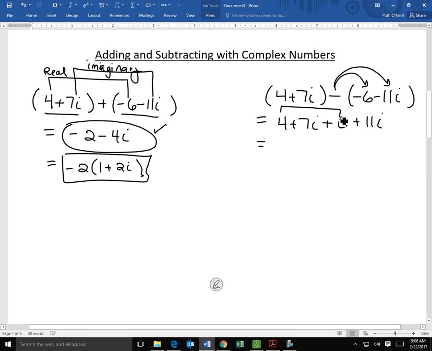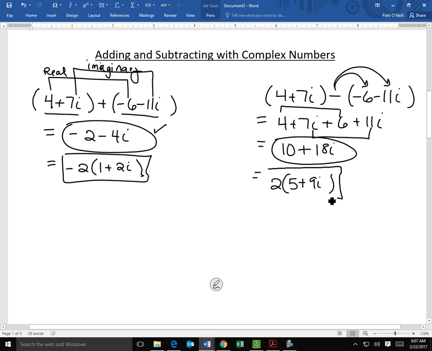and then I'm going to combine the real parts with the real parts. 4 plus 6 is 10. And 7i plus 11i, which are the two imaginary parts, turn out to be 18i. Final answer. Again, if you feel like pushing yourself to do the factoring, think about what might be common to 10 and 18i as a GCF. 2 is common again, this time +2, and I'll have a 5 plus 9i left over, which would be the factored form. Again, you need to get to this point.